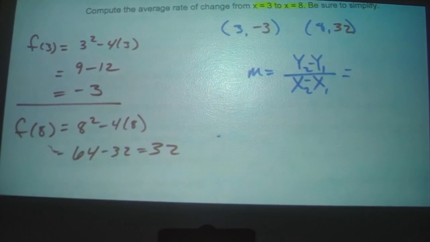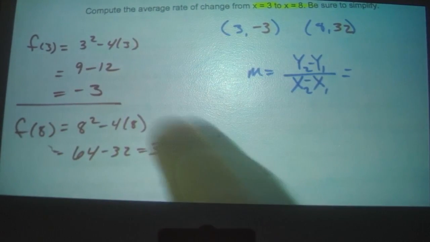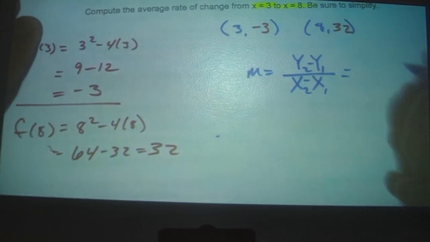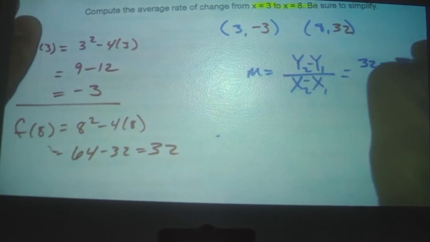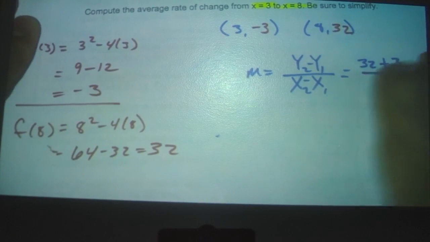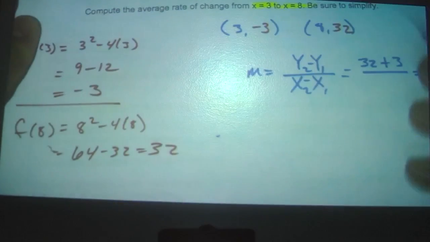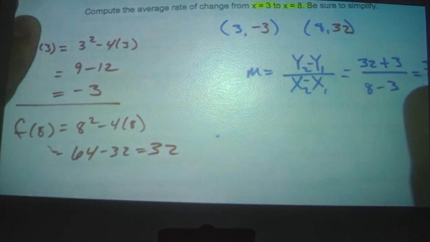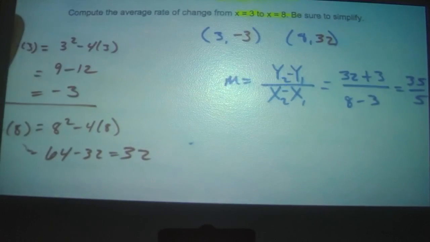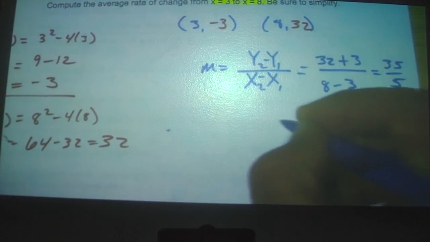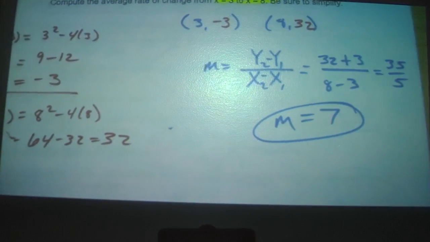All right, so real quick, when I plugged in 3, I got -3. When I plugged in 8, I got 32. So when I plug this in, 32 minus a -3 is 32 plus 3. That's 35. 8 minus 3 is 5. So final answer, 35 over 5, we should get a 7. That's our average rate of change.